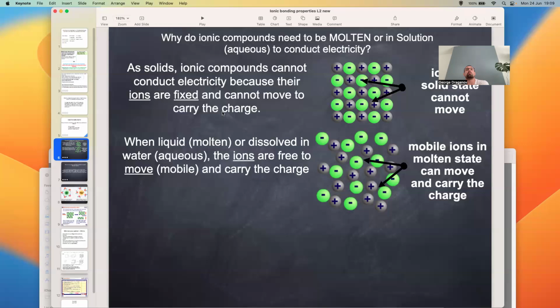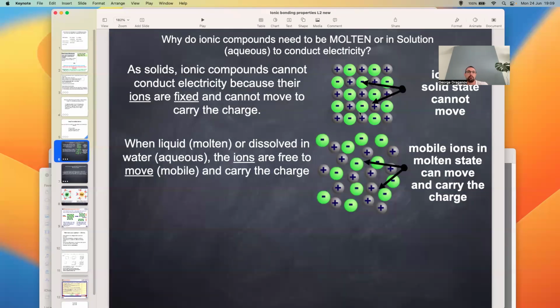Now, when something is molten, basically heated and melted, or if something is dissolved in water, i.e. aqueous, the ions start to move around. They're mobile, and they can carry the charge. And you can see in the diagram here, where it's been melted. So those are the main points for your syllabus.